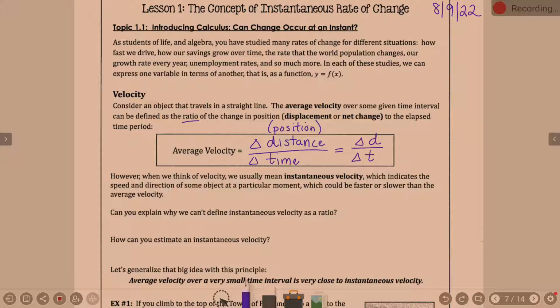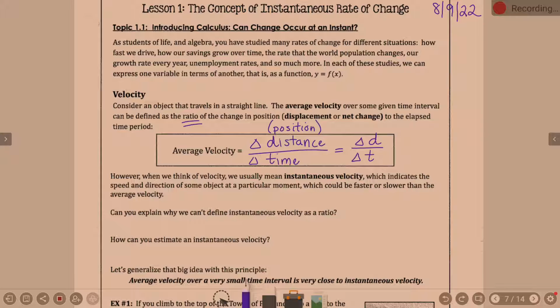Right here, this is a ratio, because it is essentially a fraction. So we have this ratio. This is for average velocity. When I talk velocity, I'm basically talking speed, yes and no, there are slight differences there. But instantaneous velocity: why can't instantaneous velocity be defined as this ratio?